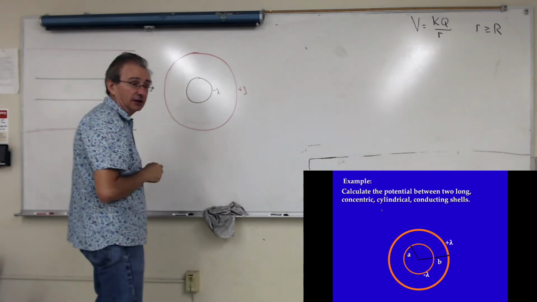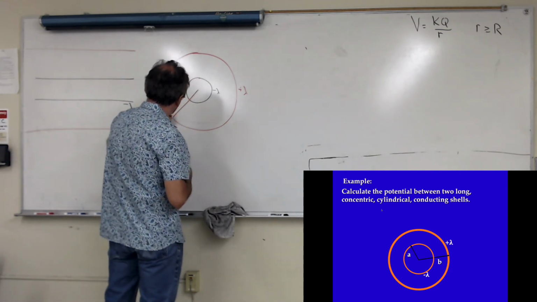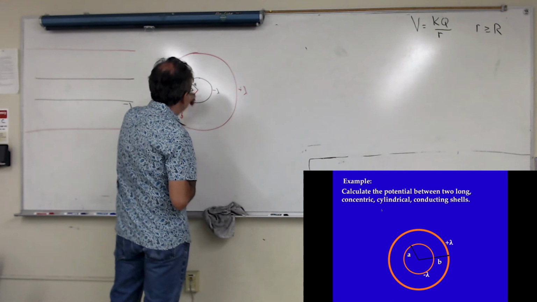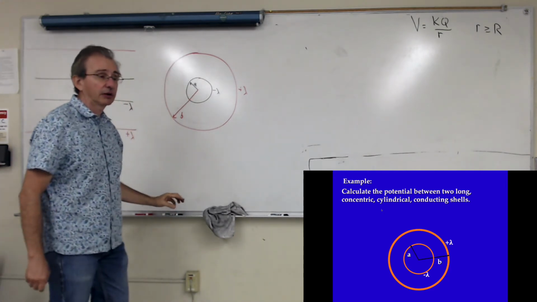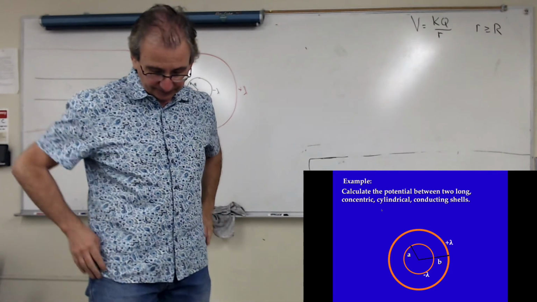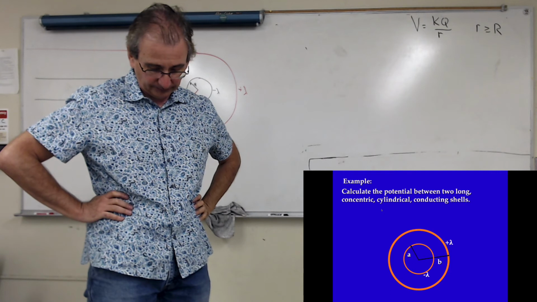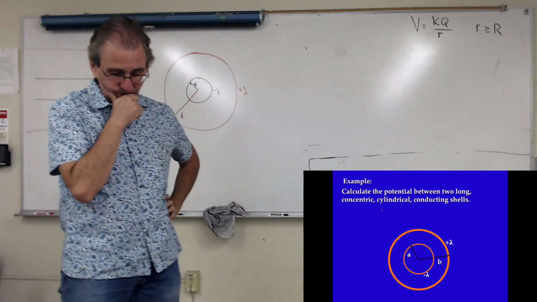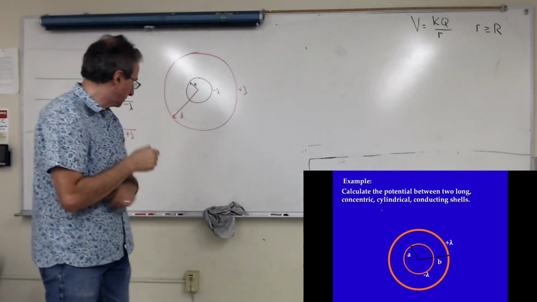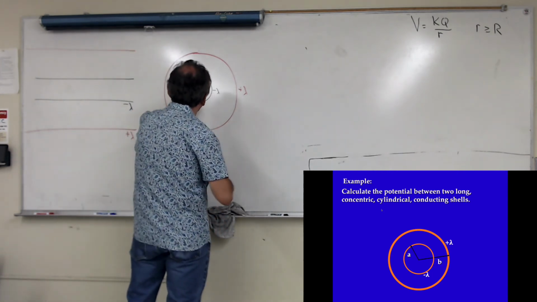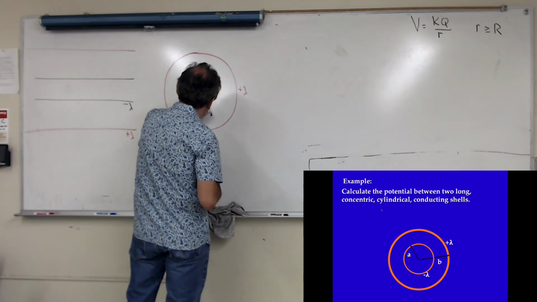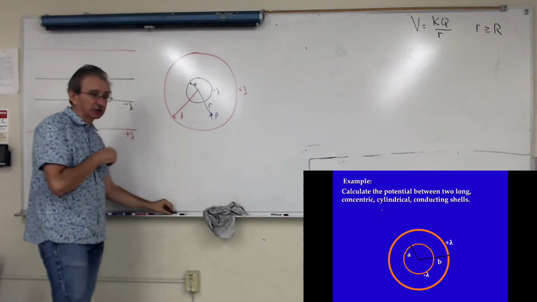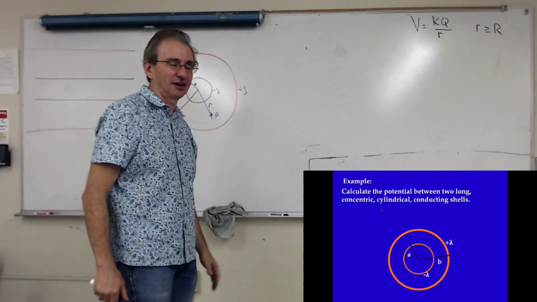The outer radius is B. The inner radius is A. I want to know the electric potential in between, at some point R on the surface. So let's talk about the electric field everywhere. There's actually a homework problem in chapter 24 regarding this.